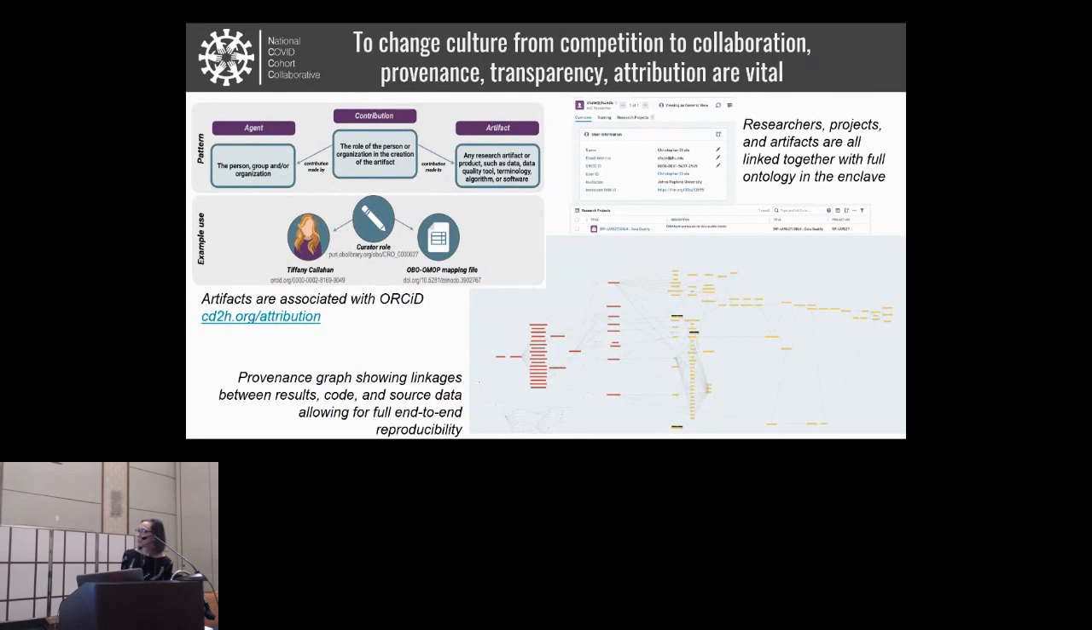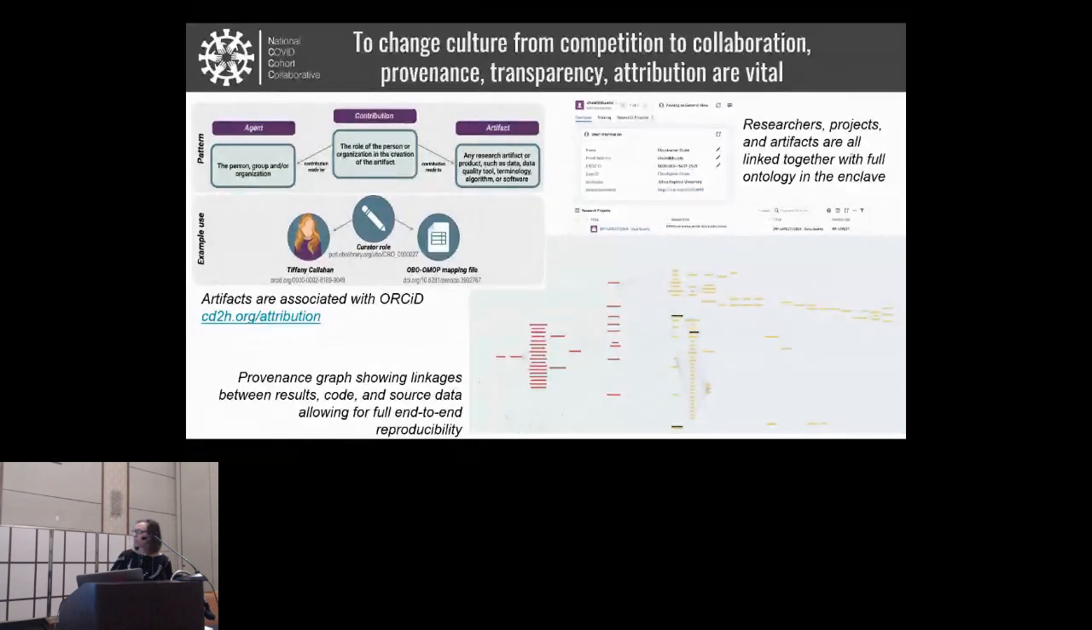My example here is Tiffany Callahan. She's been a terrific graduate student who just graduated recently at the University of Colorado. And she curated this amazing data set that mapped a whole bunch of ontologies to the OMOP standard. That data set's available at a DOI on Zenodo, and it's also available in the N3C enclave.